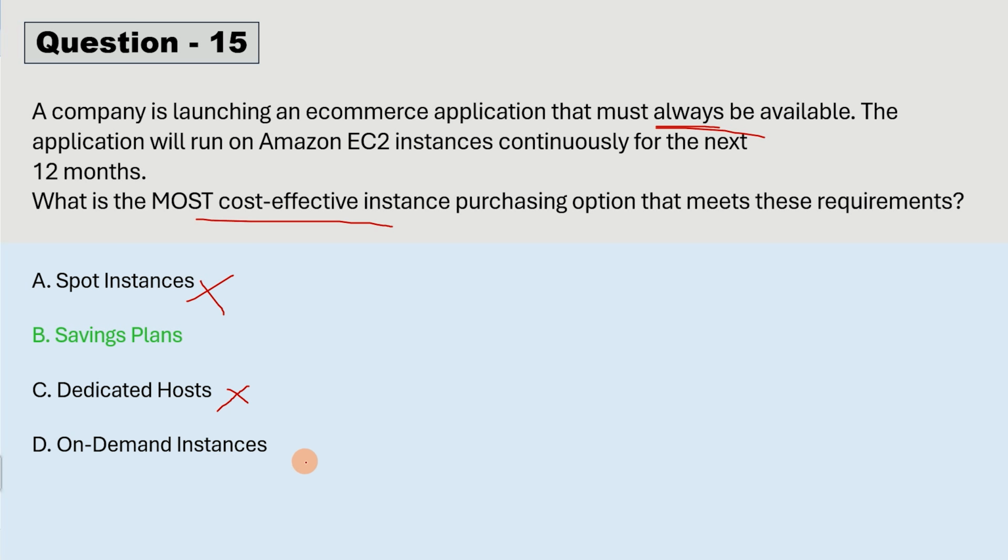On-demand instances, I have already told you, it is an expensive compute service. Reserved instance may also be an economic option. Spot instances may also be an economic option, but it is not economic at all. So savings plan is the only correct option here. That will help you to run your application all the time on the EC2 instances, and at the same time it should be most cost effective as well. So this one is correct here.